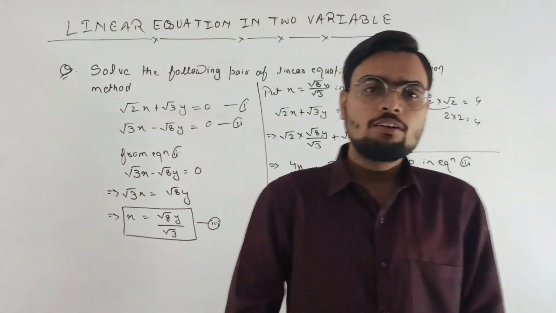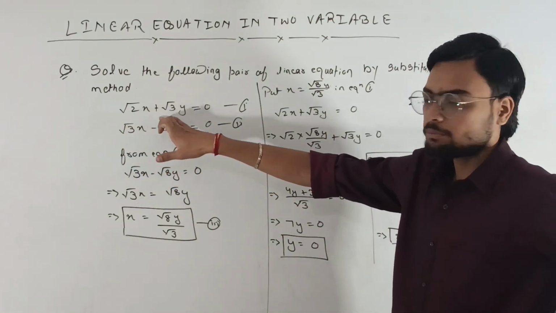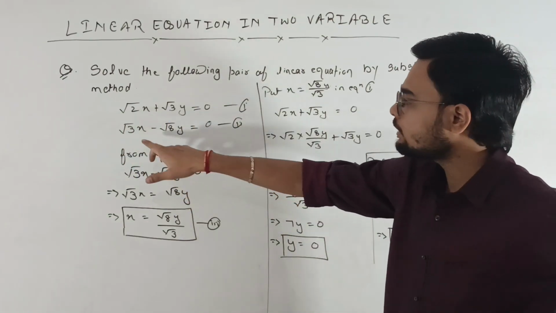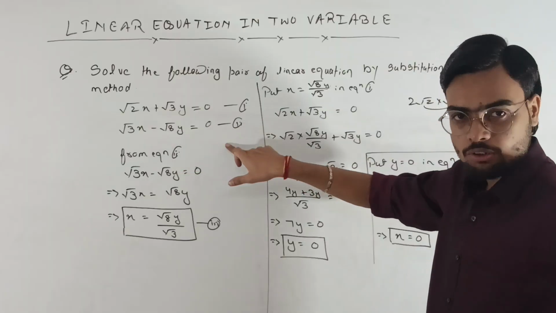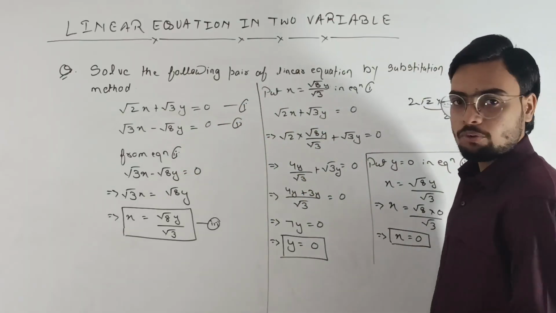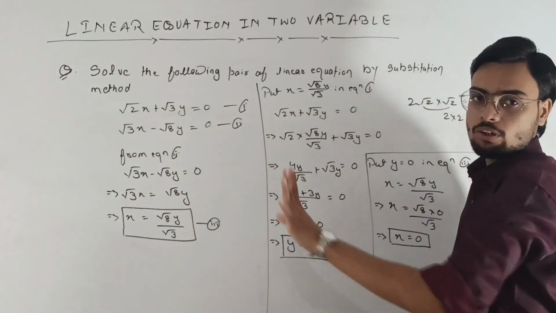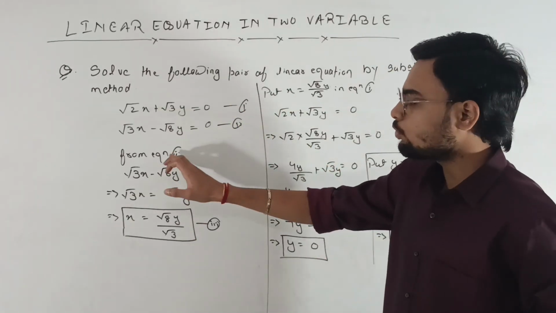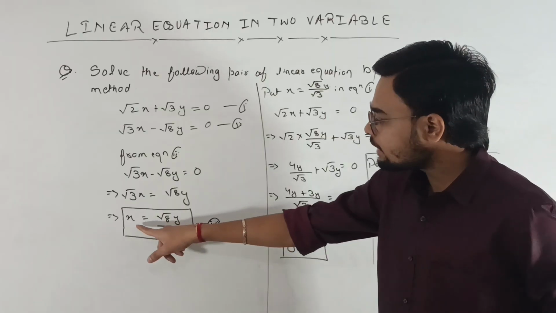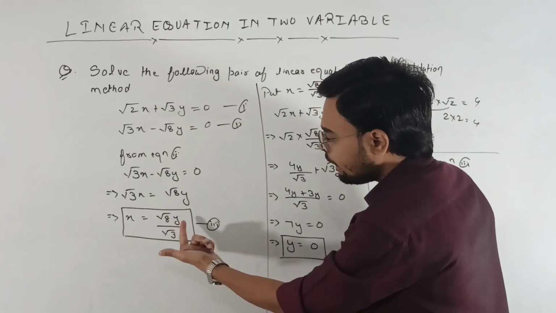Understood? Let's see it again. We have a pair of linear equations. First is root 2x plus root 3y is equal to 0. Second one is root 3x minus root 8y is equal to 0. We have to solve for x and y using substitution method. So first step, I assume equation number 1 and equation number 2. After assuming this, I pick equation 2 and write one variable, that is x, in terms of y.